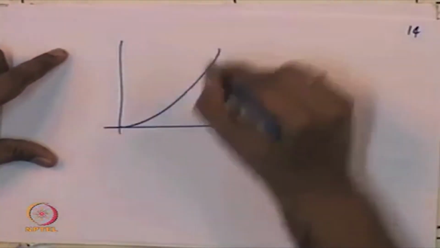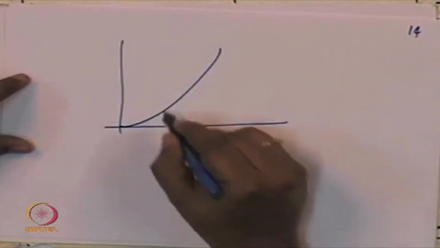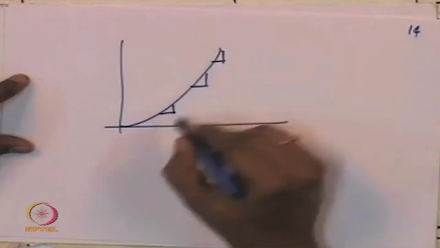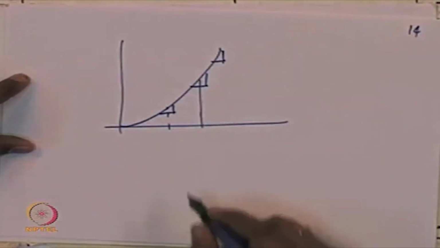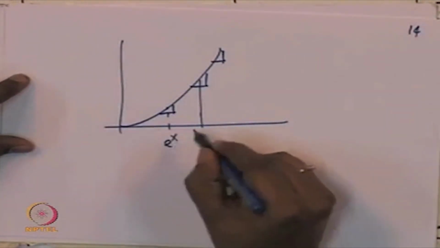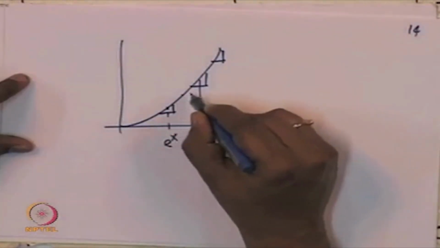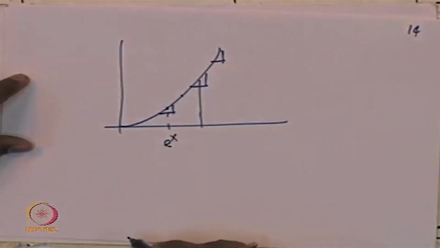We all know that e power x, if you plot it, looks like a function which increases very fast. Now if you find the slope at any point x, it is e power x itself. That is, the slope at any point is the same as the function itself. That is what it means.